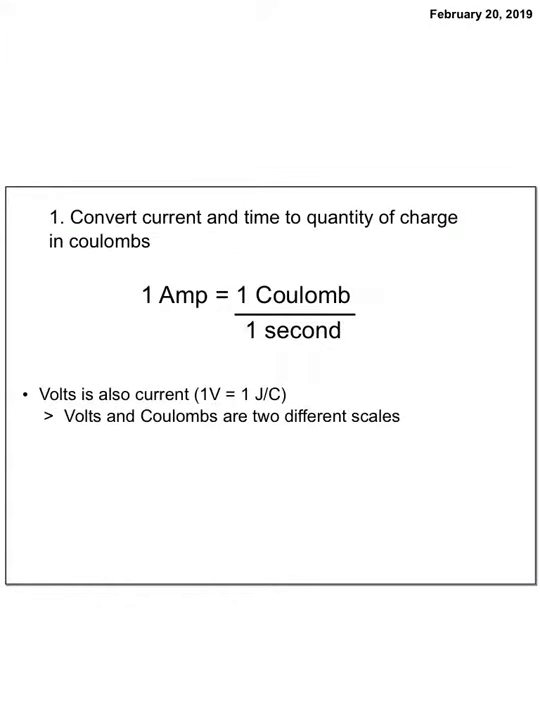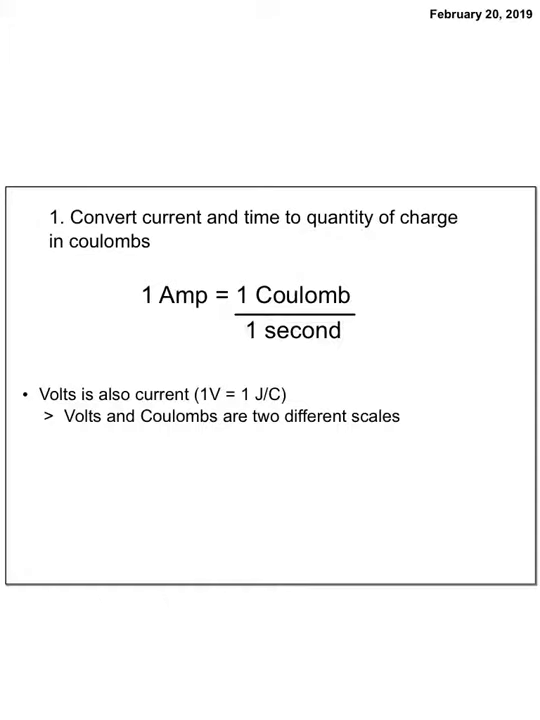Okay, one of the first steps is that we're going to convert the current and time to a quantity of charge in coulombs. So typically in these problems, they're going to tell you that they're applying a certain amount of amps or amperes. So we need to convert that into a unit that we can actually see.